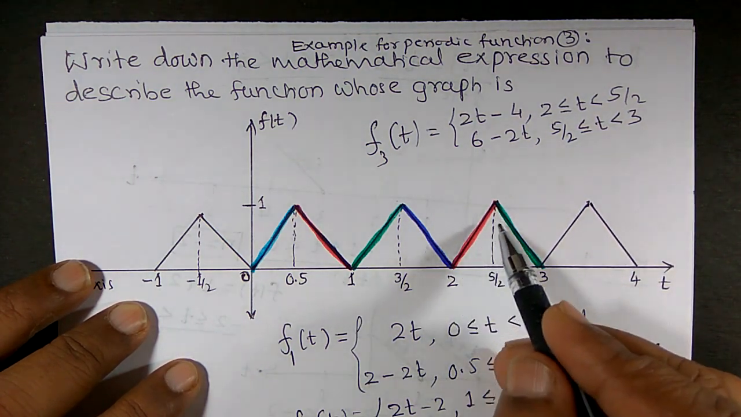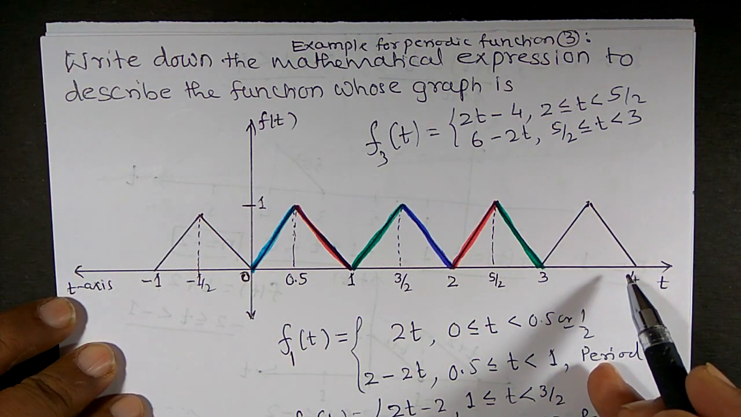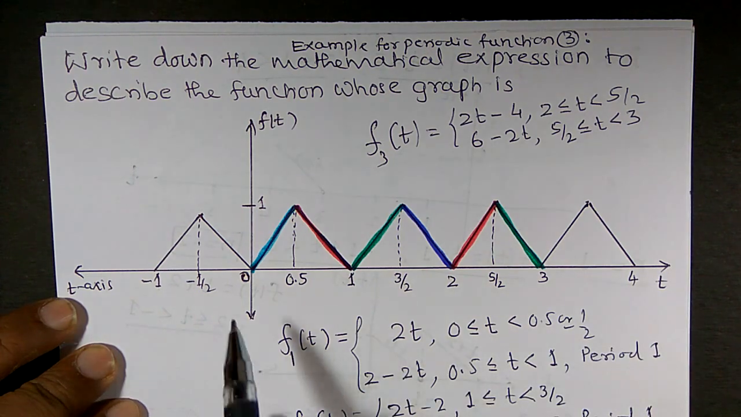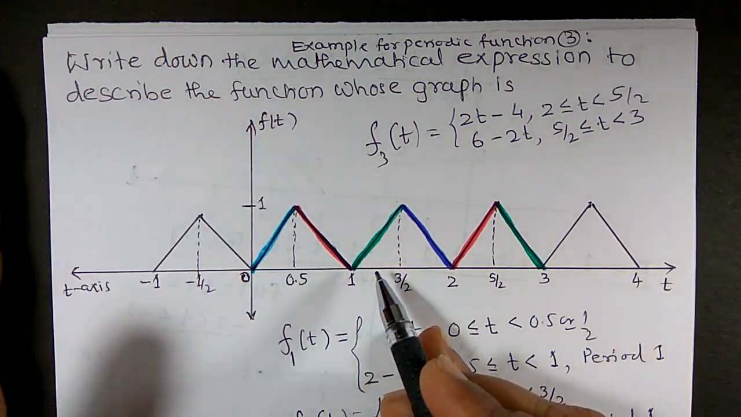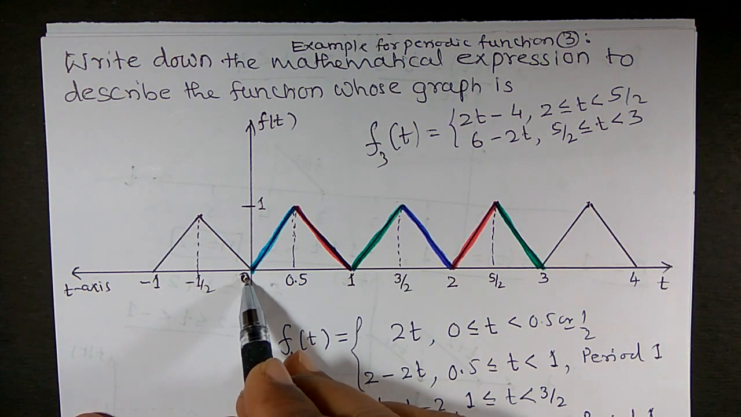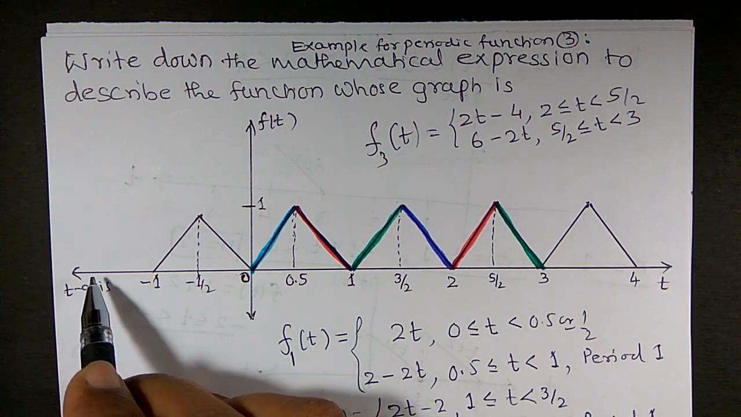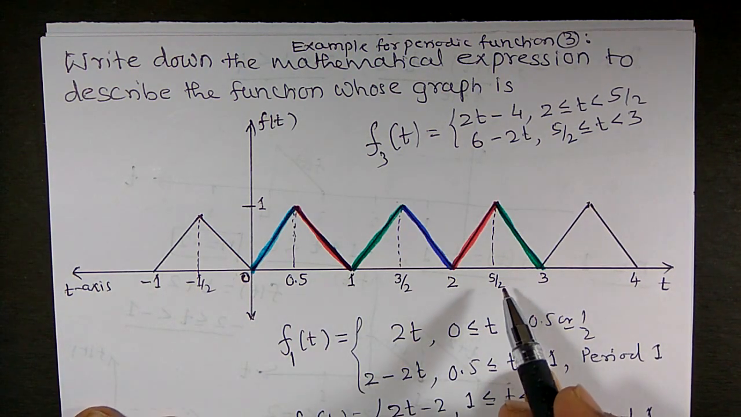I hope this will repeat for the next period. Is it clear? Either this side, or the same graph can move to the left-hand side, the negative side. So you can draw the same graph between 0 and minus 1. Next, if you want to write minus 1 to minus 2, and so on.